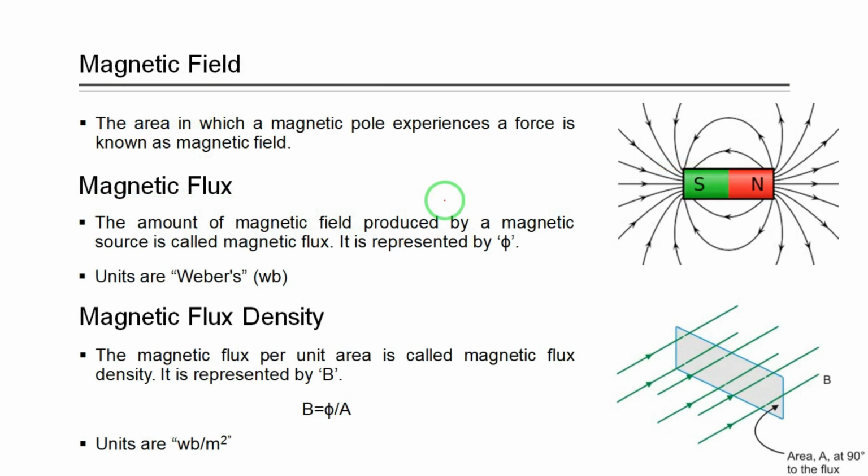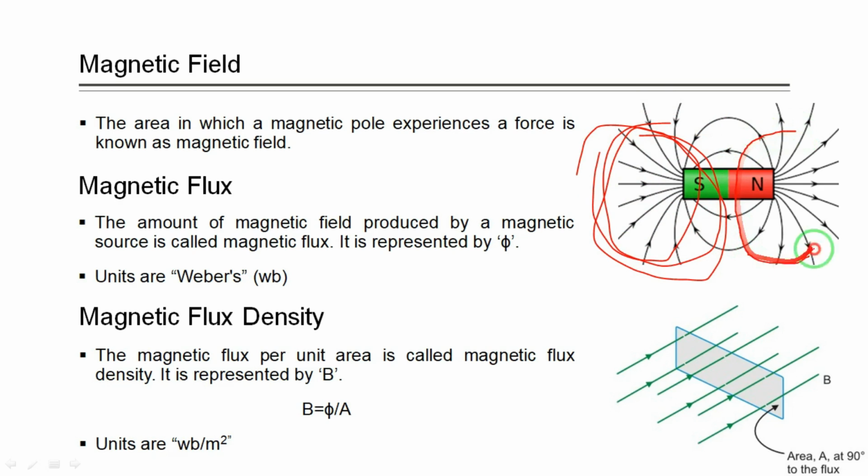And one more important definition is magnetic field. What do you mean by magnetic field? The area in which a magnetic pole experiences a force. It means how much area a magnetic pole experiences, that can be called the magnetic field. So these lines are called magnetic lines. The complete area affected by the lines is called the magnetic field. So this is the magnetic field, this is also a magnetic field. A single pole experiences a force, so how much area is affected, that can be called the magnetic field.